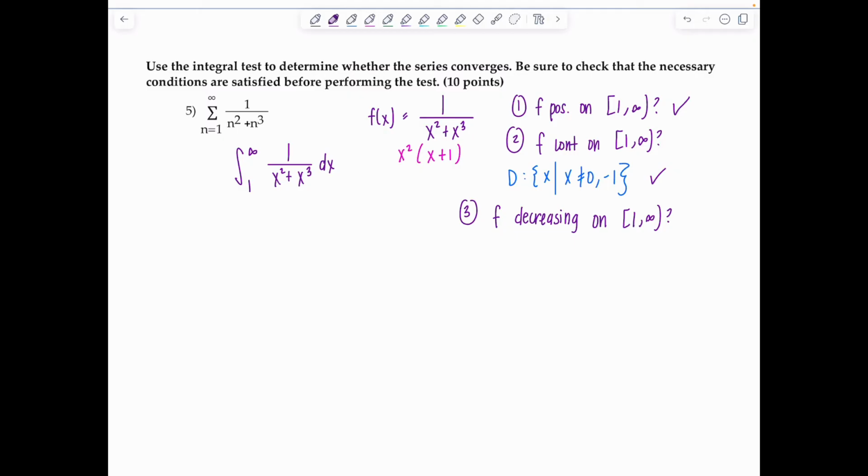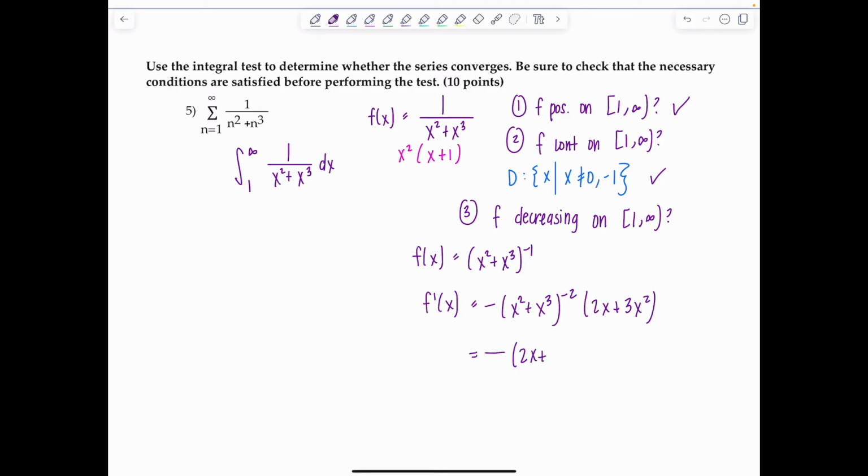There's a variety of ways you can do it. Most of my students love taking derivatives to check this, so let's go ahead. If you want to take the derivative, I would rewrite f of x as x squared plus x cubed to the negative first. It's pretty obvious though, if you make these terms bigger, the whole thing's getting smaller, so it is decreasing. I didn't need them to be so rigorous, but let's do it. So f prime of x would be negative x squared plus x cubed to the negative second times 2x plus 3x squared. So I have negative 2x plus 3x squared over x squared plus x cubed squared.